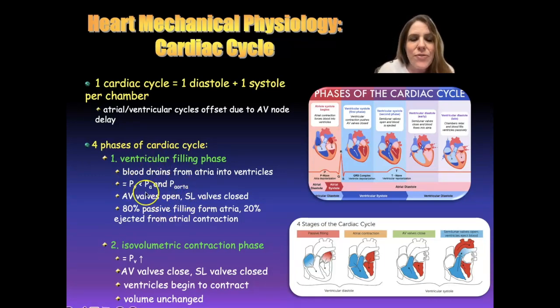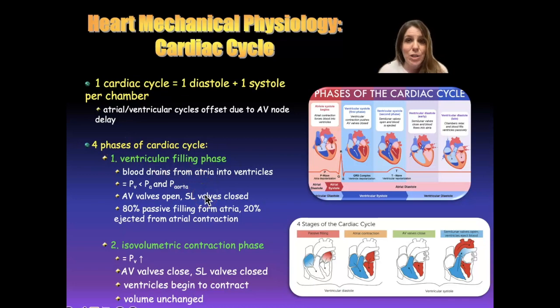So during this phase, these AV valves are open, right? The pressure from the atria, from that blood, is putting pressure on those AV valves, opening them, further allowing that blood to drain into the ventricles. So while the AV valves are open, during the ventricular filling phase, the semilunar valves, the aortic semilunar valve and the pulmonary semilunar valve, are closed.